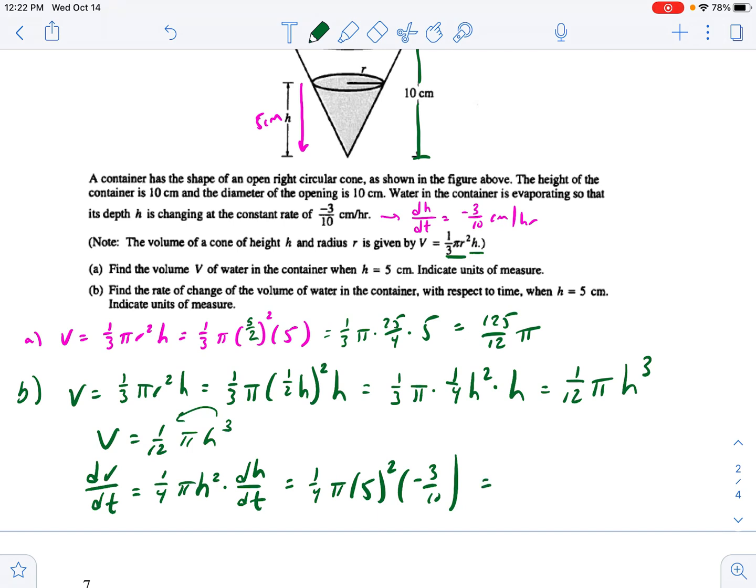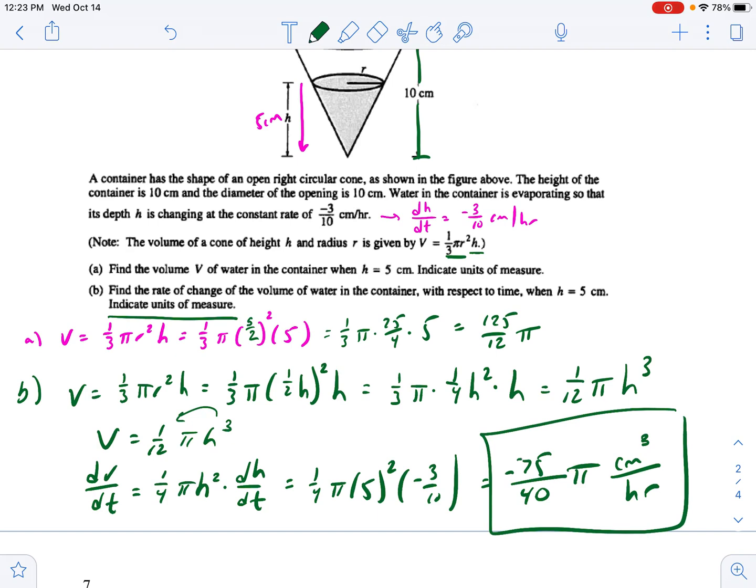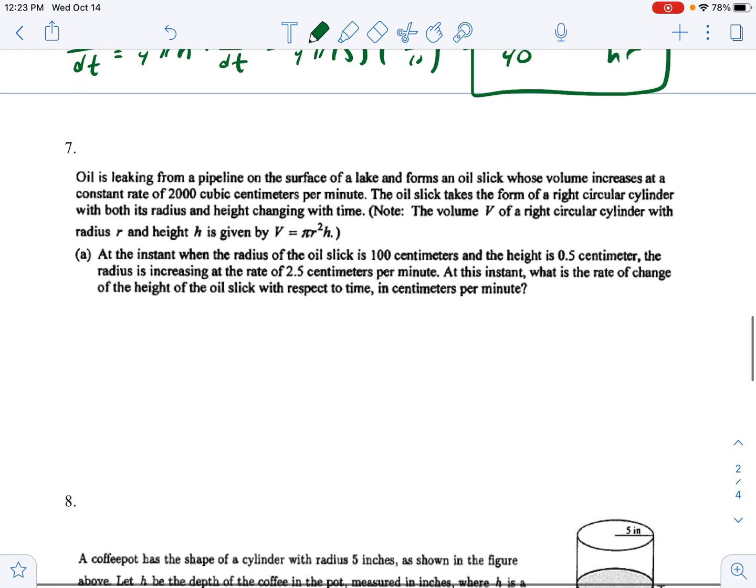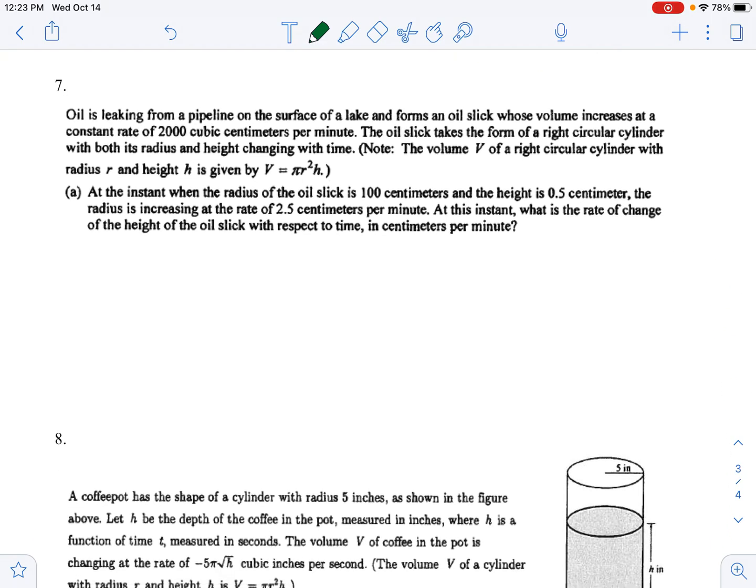And you know, we could clean this up and punch it in here. So what do we get? Negative 75 over 40 pi. And it says indicate units of measure. So the length is in centimeters, but since it's volume, it's going to be cubed. So cubic centimeters per hour. And there we have it. Okay, reach out if you have questions on that, or re-watch the cone example in the second lesson.